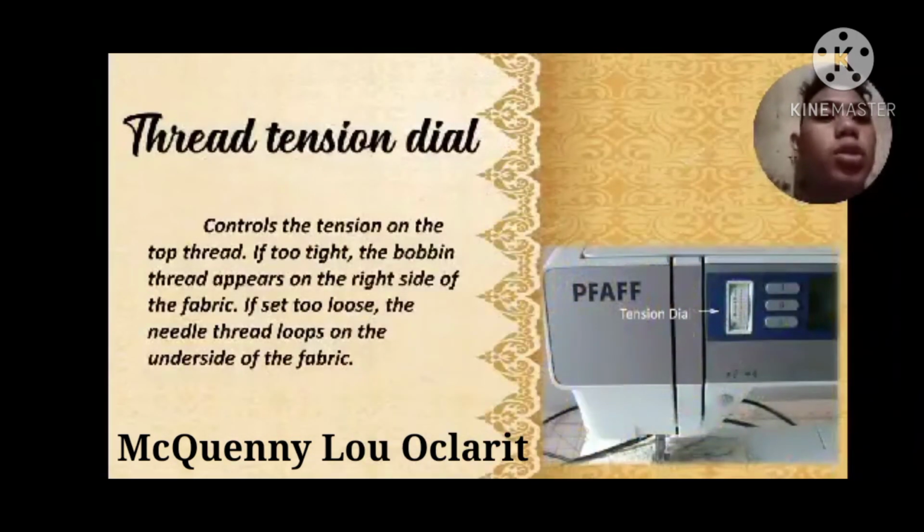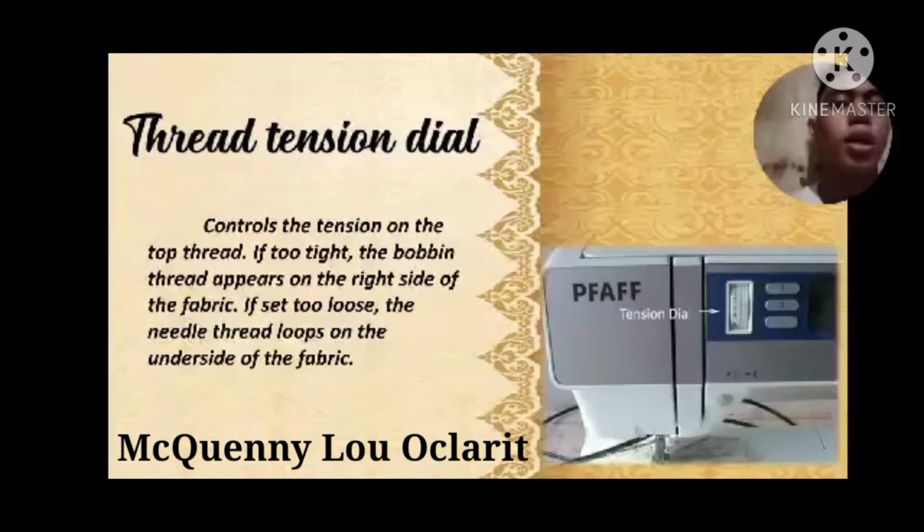Thread tension dial controls the tension on the top thread. If too tight, the bobbin thread appears on the right side of the fabric. If set too loose, the needle thread loops on the underside of the fabric. In the picture, there is a white arrow, and that is the thread tension dial.